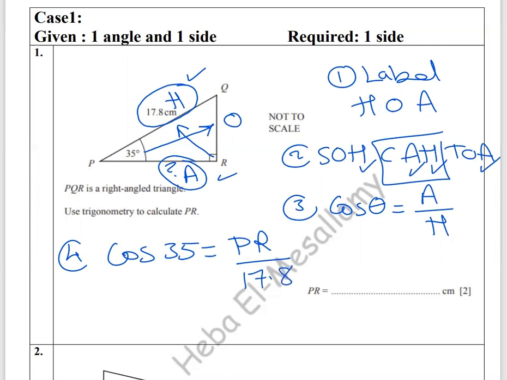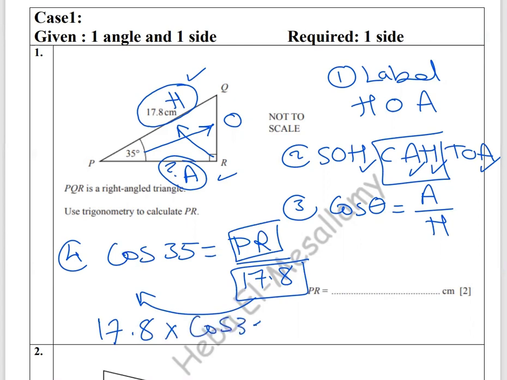In step four, we did the substitution. In step five, we are going to just solve the equation. Solving the equation, as you all know, when I find that my unknown is in the numerator, I will keep it at this side, and I'm going to get rid of the 17.8. I'm going to move 17.8 to the other side as multiplication, so I'm going to rewrite the equation in this form. 17.8 multiplied by cosine 35, this is going to give me PR.